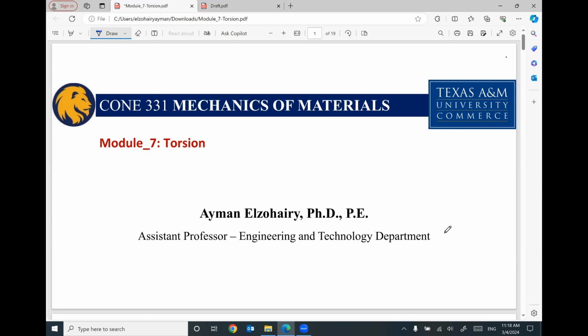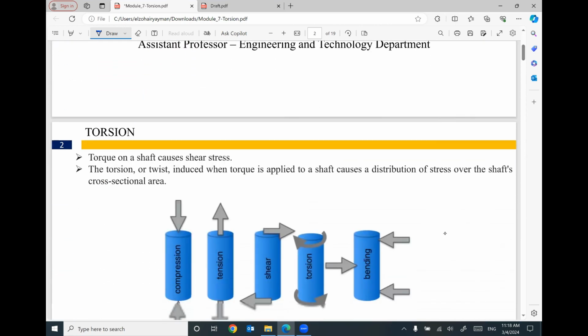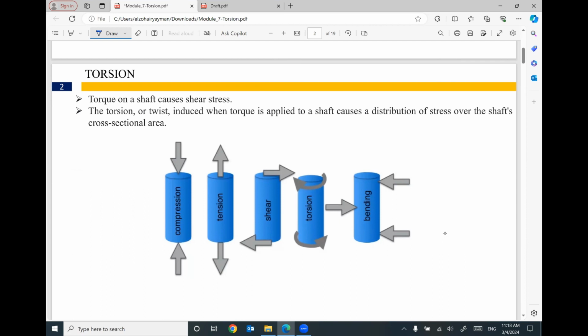In this video, we are going to start a new topic, module number 7, related to torsion. Torsion is a moment, but this moment is about the longitudinal axis of the member. Let's see this slide. Just a reminder, your member can be under the effect of different types of internal forces.